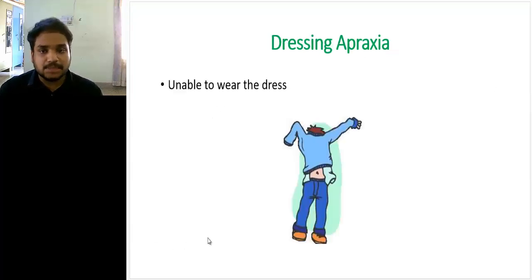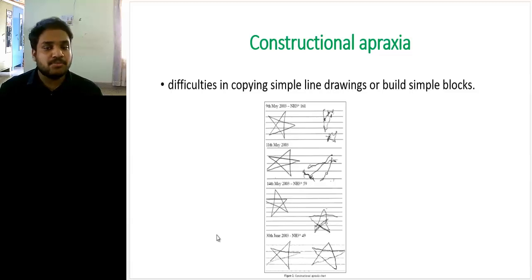Now dressing apraxia, that is, the person is unable to wear the dress. It is seen in right parietal lobe lesions. I have told you, dressing apraxia and constructional apraxia are both seen in non-dominant parietal lobe lesions, right? We usually say non-dominant because it is the right, which is common in the population, right? So in right parietal lobe lesions, you will see dressing apraxia. Also there will be constructional apraxia, right?